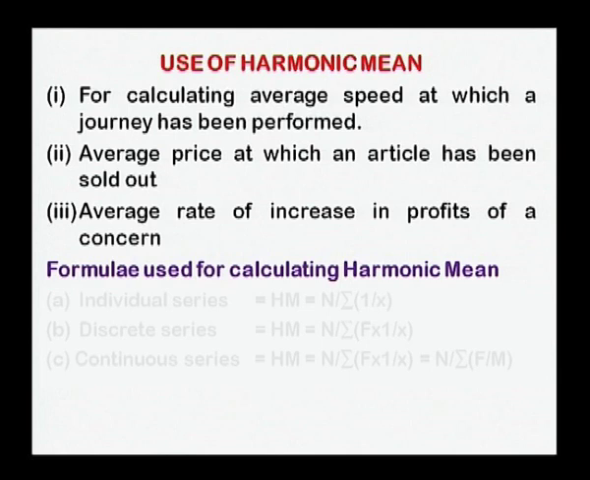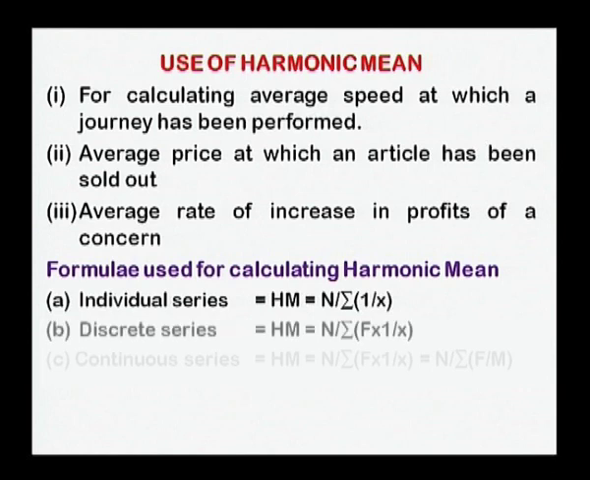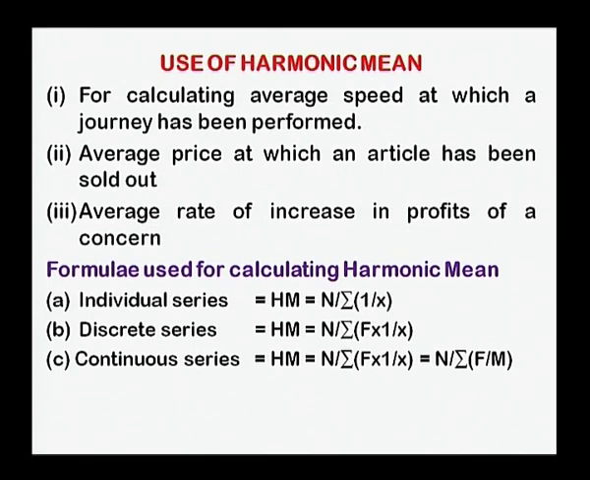Now, so far as the formulas required in this connection, we have to apply formulas in different series. So far as individual series is concerned, we apply this formula: harmonic mean is equal to n divided by summation of 1 divided by x. X here means number. In the case of discrete series, harmonic mean is equal to n divided by summation of frequency multiplied by 1 divided by x. And in case of continuous series, harmonic mean is equal to n divided by summation of f multiplied by 1 by x, where x again is in respect of numbers. So, this is equal to n divided by summation of frequency divided by the mid value.